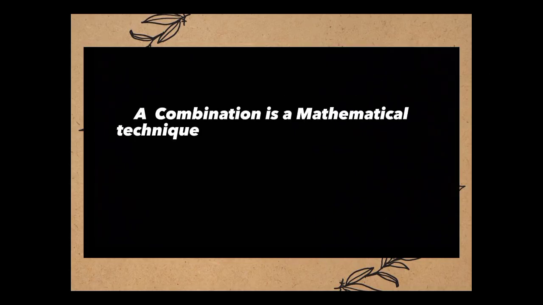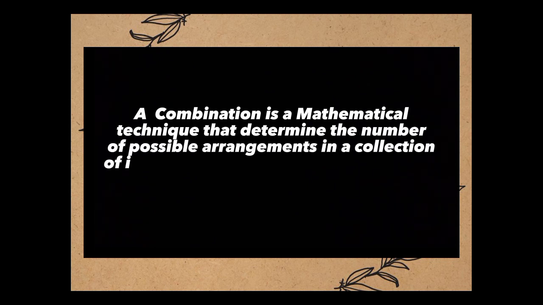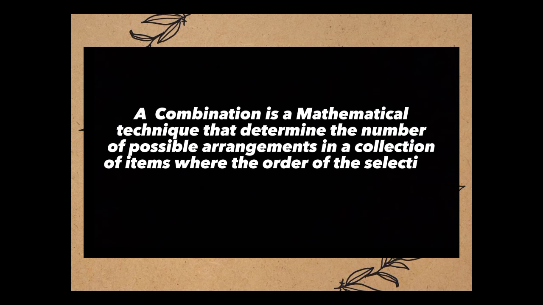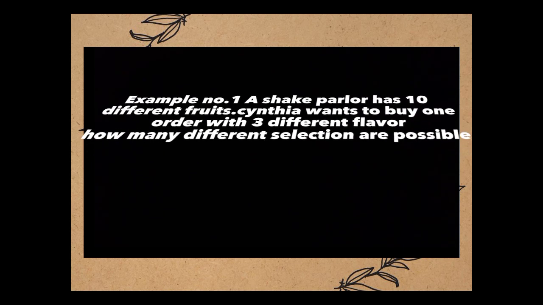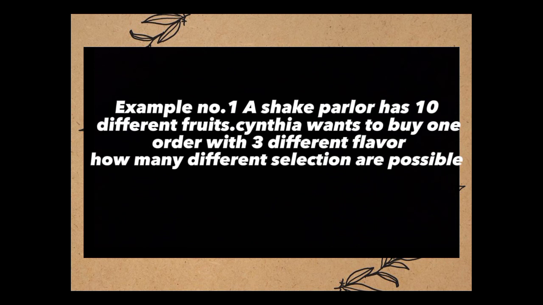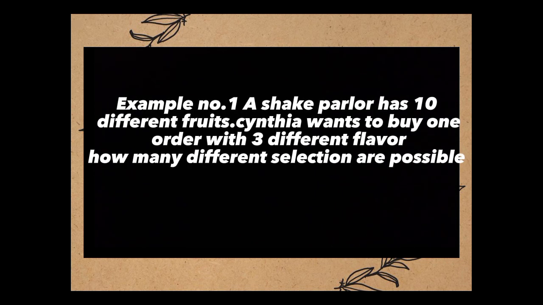Combination. A combination is a mathematical technique that determines the number of possible arrangements in a collection of items where the order of the selection does not matter. Example number 1. A shake parlor has 10 different fruits. Cynthia wants to buy one order with 3 different flavors. How many different selections are possible?